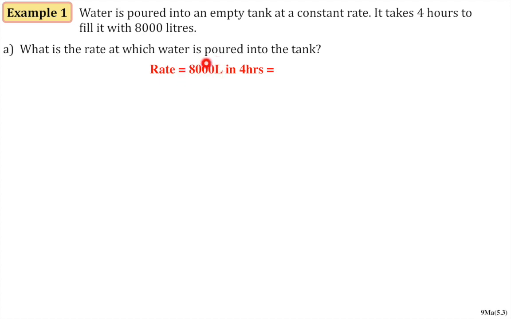8,000 litres goes into the tank in 4 hours. So how many litres would go in 1 hour? If I divide that by 4 and that by 4, that's the same as saying 2,000 litres go into the tank in 1 hour. That's our rate. The rate is another fancy word for the gradient or the slope.